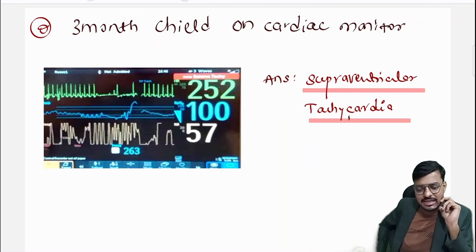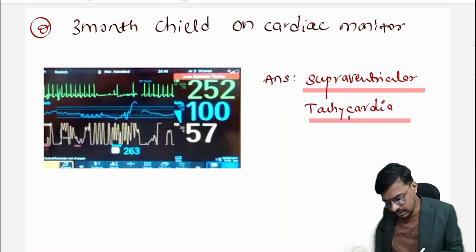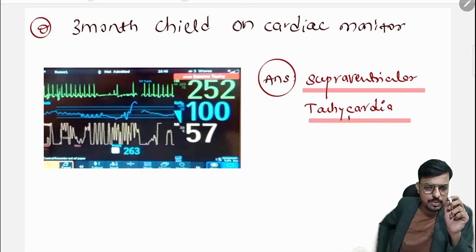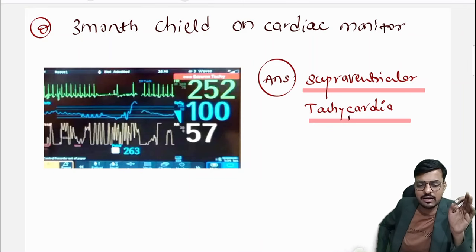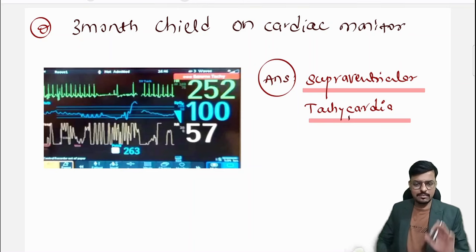This is the classical ECG finding of a 3-month child with supraventricular tachycardia, which is going to be the correct answer. So while choosing, it is not sinus arrhythmia, it is not sinus tachycardia, nothing. It is the classical supraventricular tachycardia image. Hope it is clear to every one of you. So if you chose this one as the correct answer, your answer is correct. Otherwise, your answer is finished.